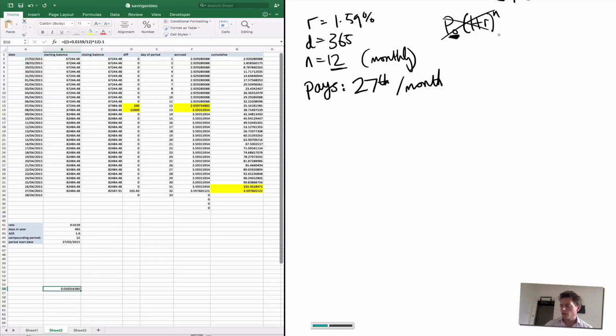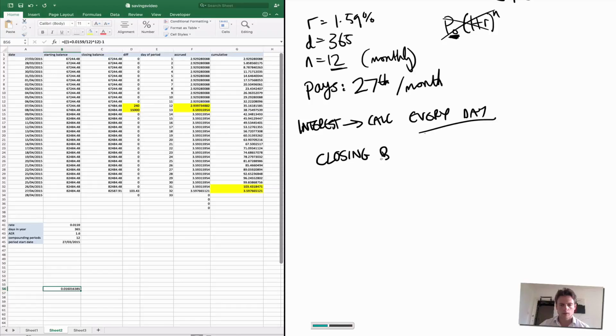Now, in a nutshell, the key to it is that interest in the savings account is calculated every day. Right? Every single day the interest is calculated. And what is the interest calculated based on? It's based on the closing balance. Right? Really important. Not the balance at the beginning of the day.